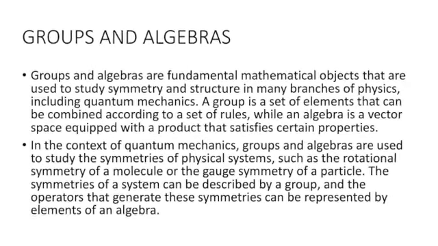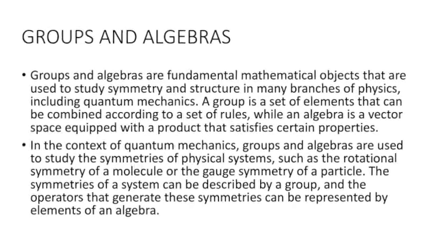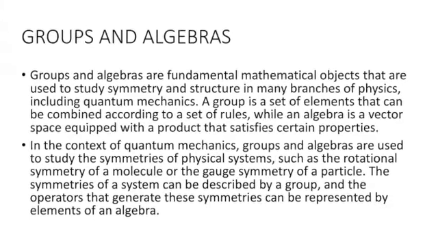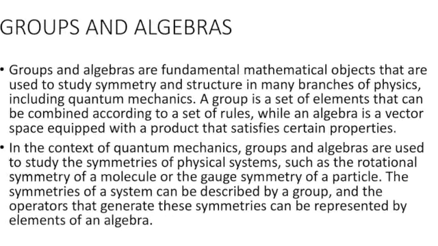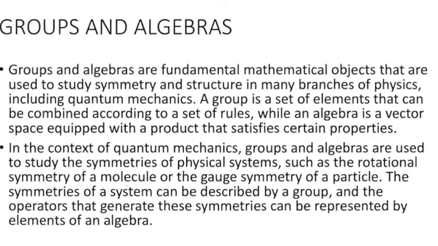In the context of quantum mechanics, groups and algebras are used to study the symmetries of physical systems, such as the rotational symmetry of a molecule or the gauge symmetry of a particle. The symmetries of a system can be described by a group, and the operators that generate these symmetries can be described by the elements of an algebra.